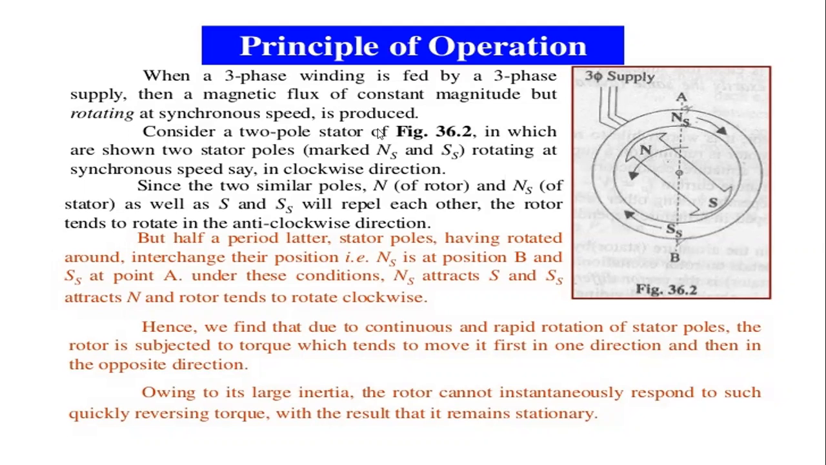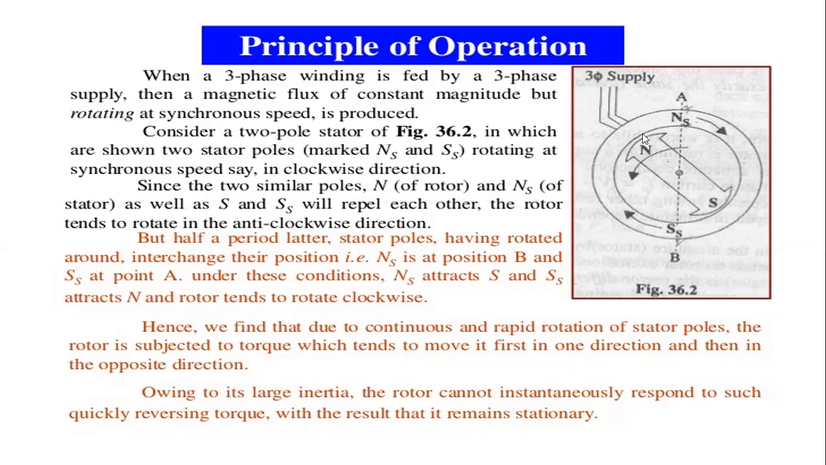Consider a two-pole stator. This is the two-pole stator, with a north pole and a south pole, as shown by the two stator poles, marked NS and SS, where NS is the north pole and SS is the south pole.